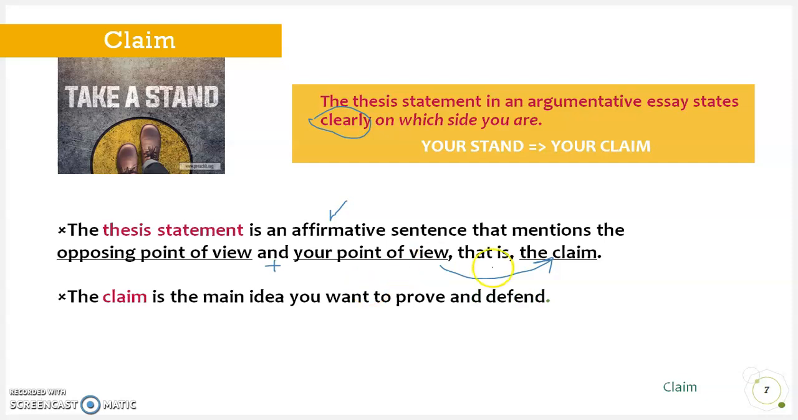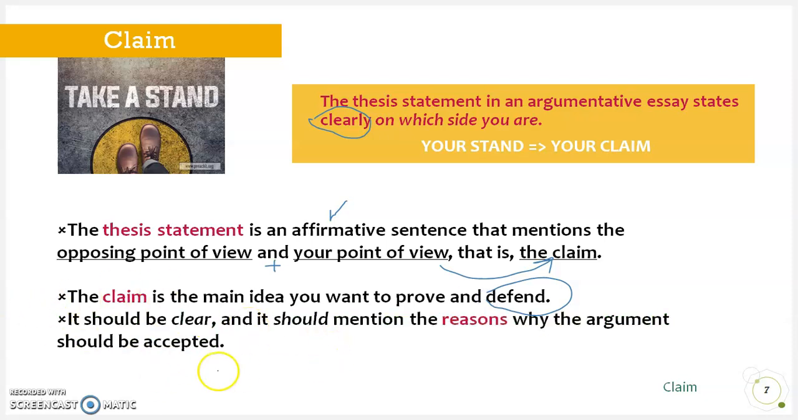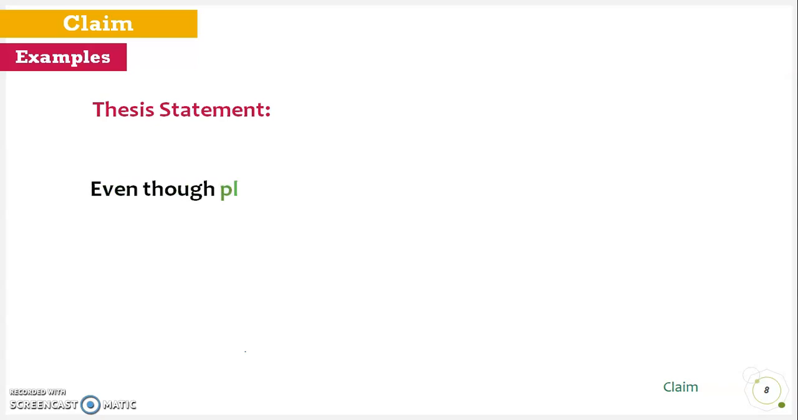Therefore, the claim is the main idea you want to prove and defend as being right, and it should be clear enough so that it mentions the reasons why the argument that you will be discussing should be accepted. Let's look at some examples. This is a thesis statement from an argumentative essay.